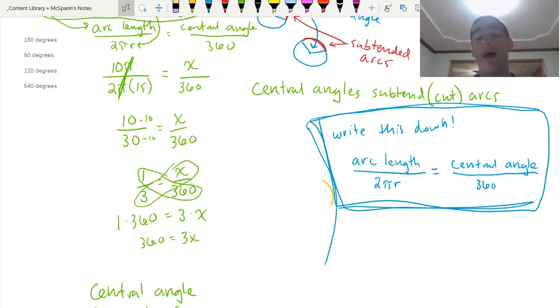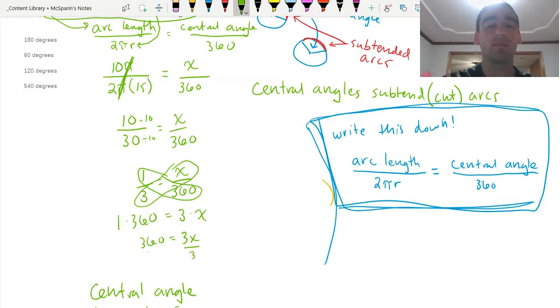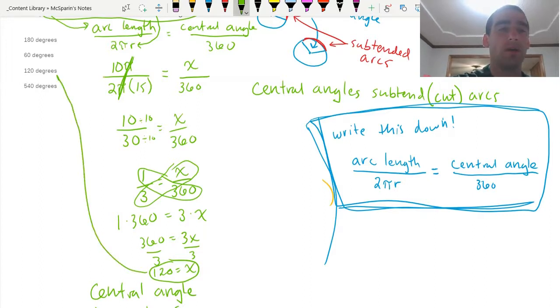I'm trying to get x by itself, so to undo the 3, I have to divide. So I divide both sides by 3, and I get 120 equals x. And that, friends, is my final answer. That's my central angle.